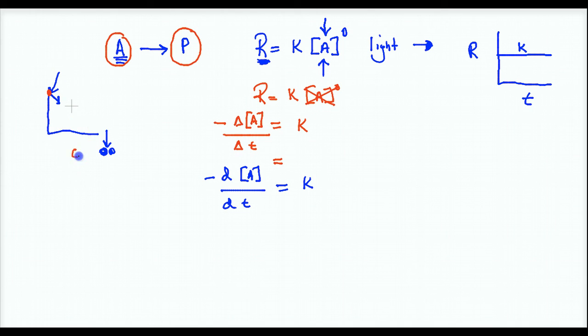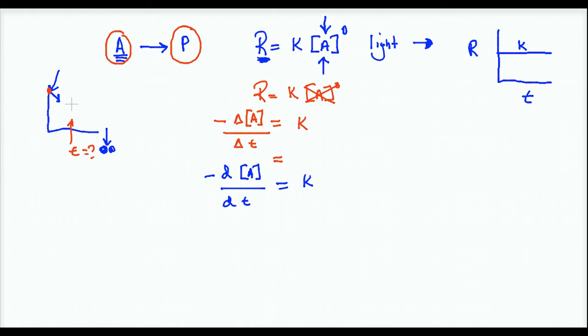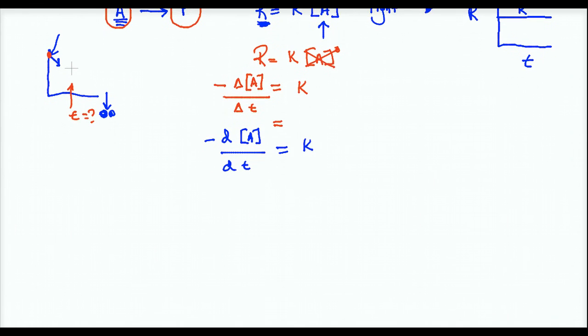I want to know, at time t, what the concentration or the rate is going to be. So that's not helpful. What I want to do here is take this differential equation and integrate. But before I do that, I'm going to do some manipulation. I want to bring this dt over here and bring the negative over to this side. So I get dA equals negative k dt.